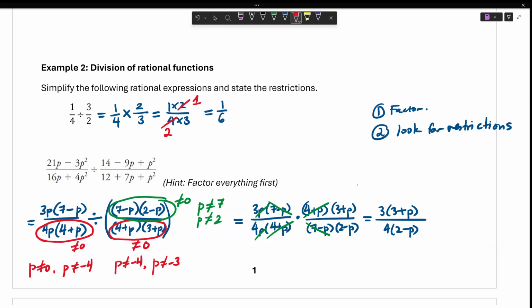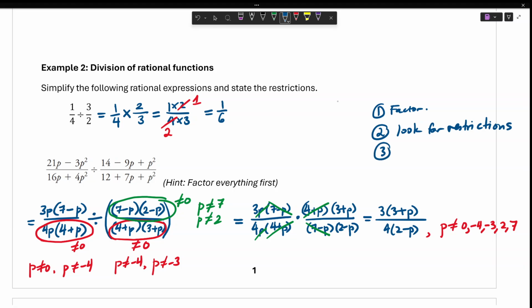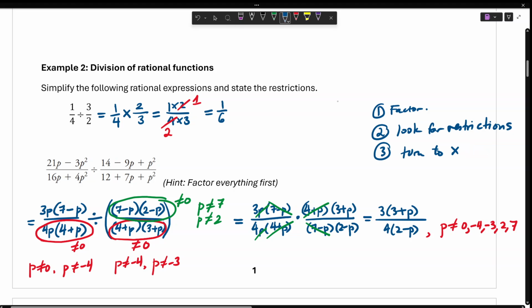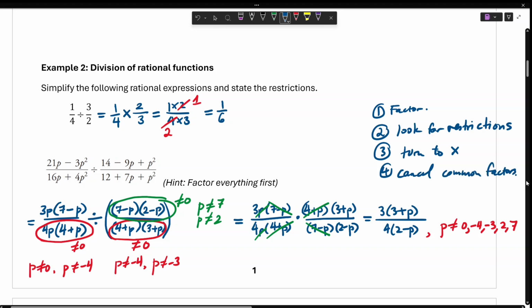Some of your restrictions, p can't be equal to 0, -4, -3, 2, or 7. And that covers everything. Oh, I didn't finish this list. Okay, so first thing you do, factor. Second thing, you look for restrictions. Third thing, you're going to turn it into a multiplication. And then you're going to cancel your common factors. That's it for this video. Happy studying.